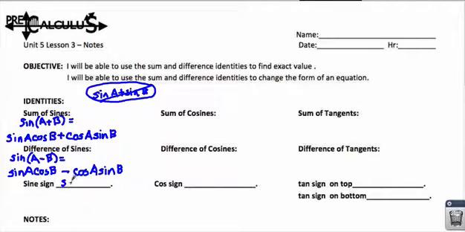A couple of things to help you remember this: if you can get the song in your head, sine, cosine, cosine, sine, and then the sign is the same. It just matches there. All right, now the cosines.